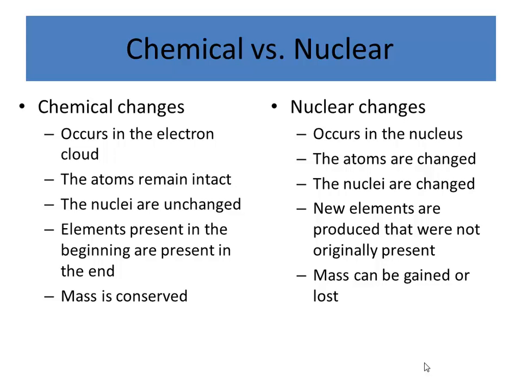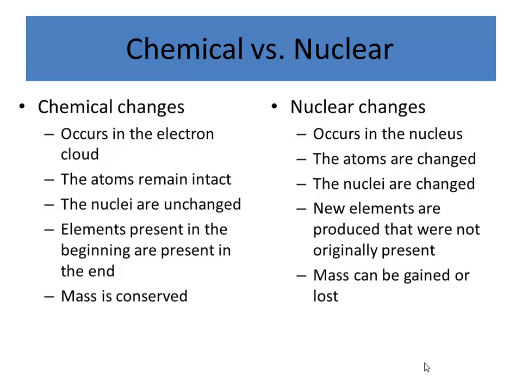The key things are, in chemical reactions like we talked about, they occur in the electron cloud. The atoms itself remain intact. You have the same atoms that you started off with that you end up with, meaning the nuclei of all the atoms are the same. Elements present at the start are always present in the end. And mass is conserved.